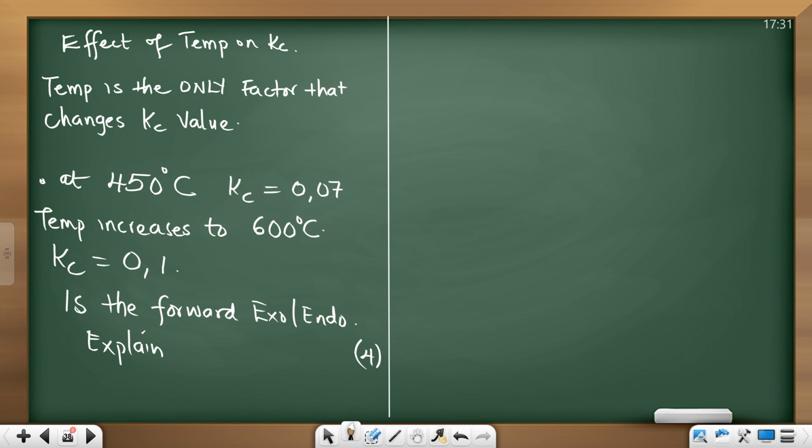Are you ready? Good. They said temperature increases, right? Statement of fact. Increase in temperature. What will it do? Will it favor the endo or the exo? If you don't know that one, we're in trouble. Increase in temperature favors which reaction? Favors the endothermic.